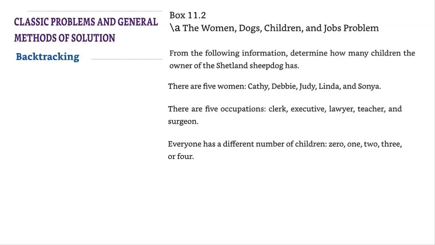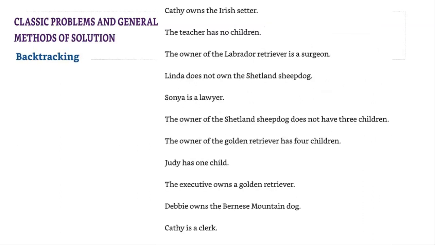We're back to these dogs. 5 women, 5 occupations. Everyone has a different number of children. And here are the premises. And this is exactly the way an old LSAT problem would be phrased. Kathy owns the Irish setter. The teacher has no children. The owner of the Labrador retriever is a surgeon, etc. So I've got about 11 assertions there that'll allow me to resolve this problem.